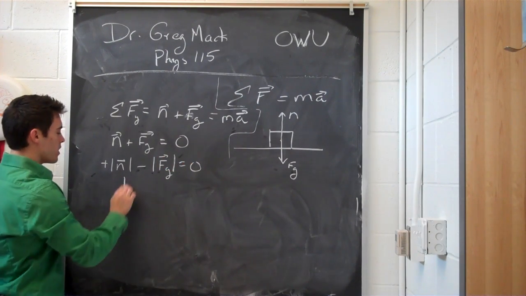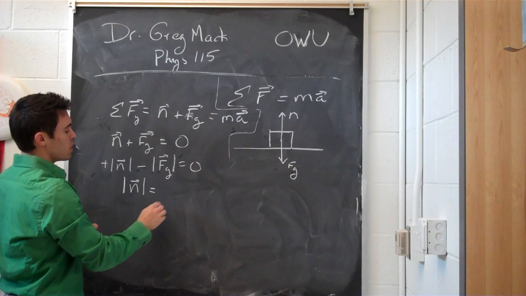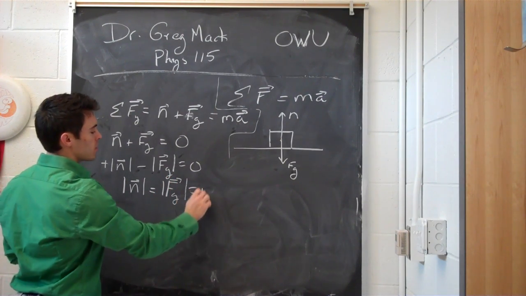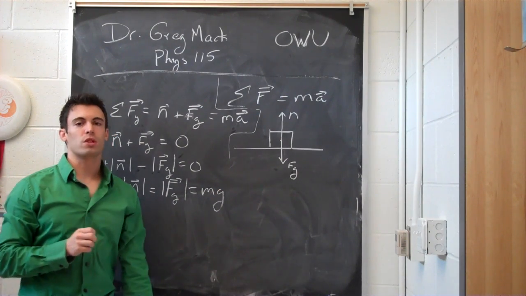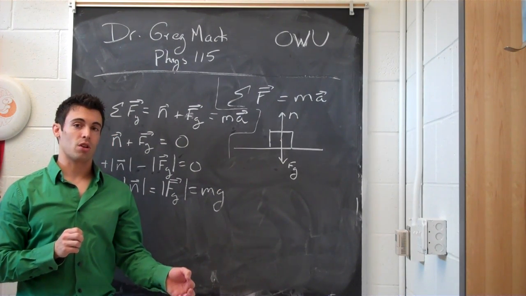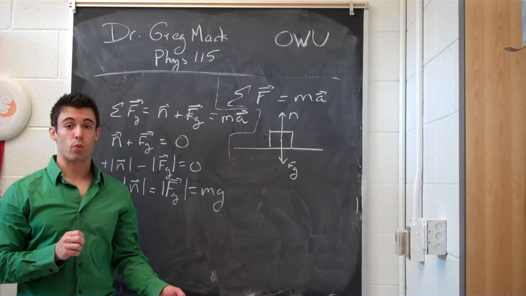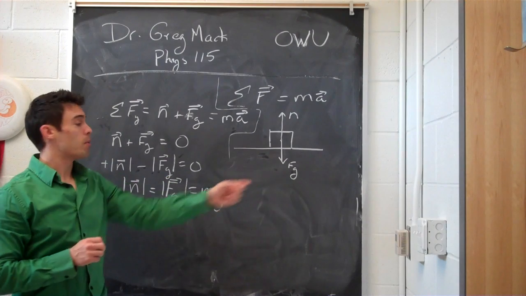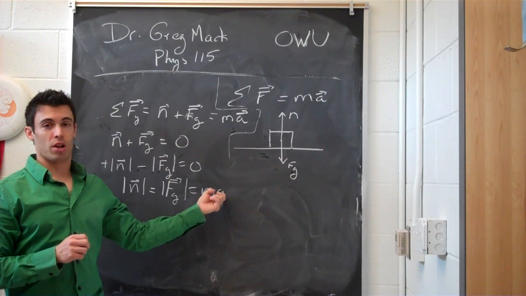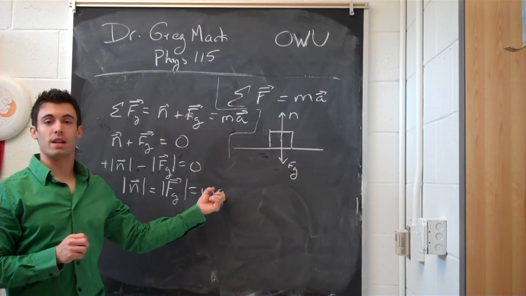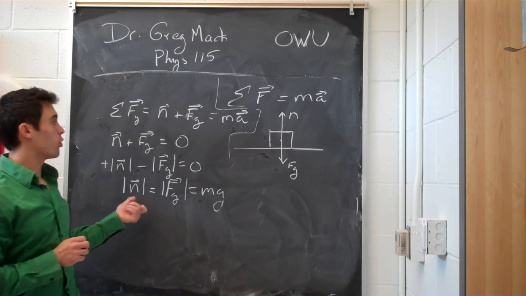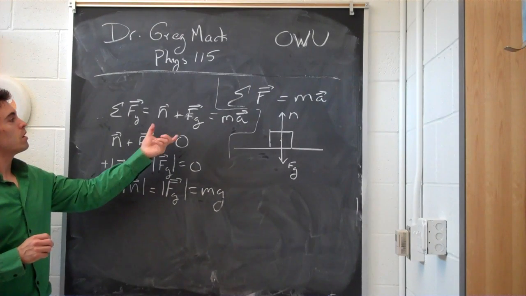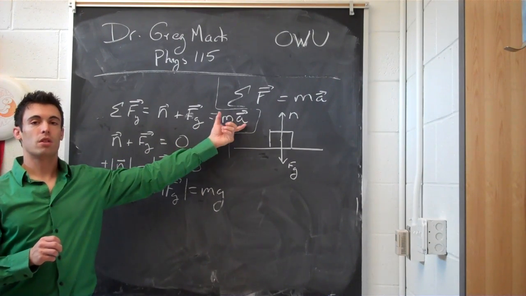Equals 0, or the normal force is equal to the weight force of our object, which, as we talked about before, is equal to its mass times the gravitational acceleration of positive 9.80 meters per second squared. So if this box here was 1 kilogram, that's 1 kilogram times 9.80 meters per second squared to give you 9.80 newtons of force for the normal vector there. So that's a simple example of how to use the sum of the forces equals ma.